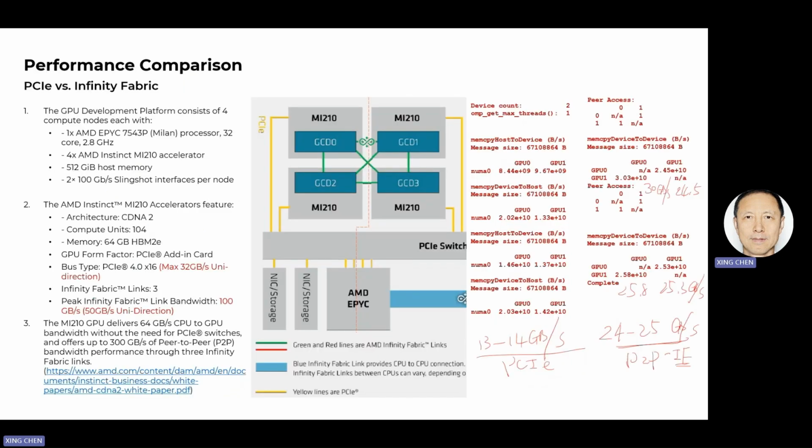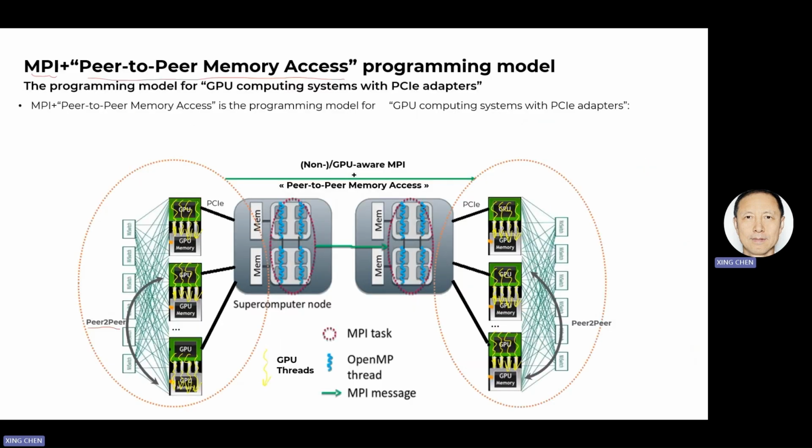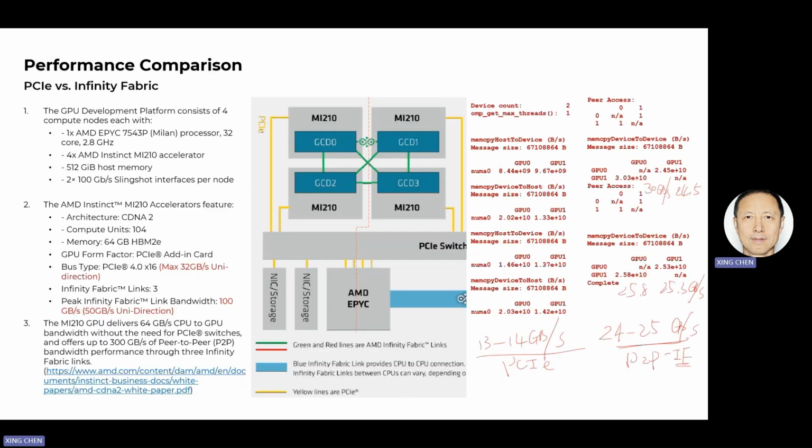So this has been shown by these kinds of measurements. You have this peer-to-peer memory access, the bandwidth doubled. So if you are using this kind of programming model on the system by moving to this system with NVlink, SXM or AMD OAM modules, your program will be running faster. Okay, so this is the first benefit we got with this kind of GPU computing systems with SXM modules or AMD OAM modules.